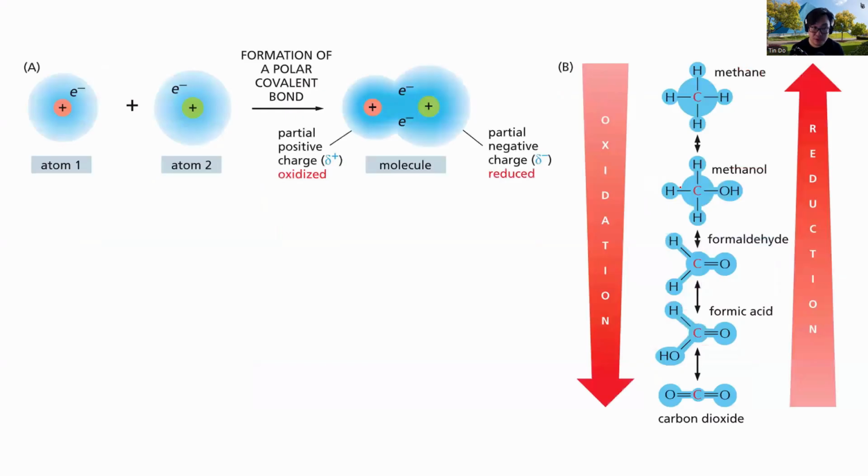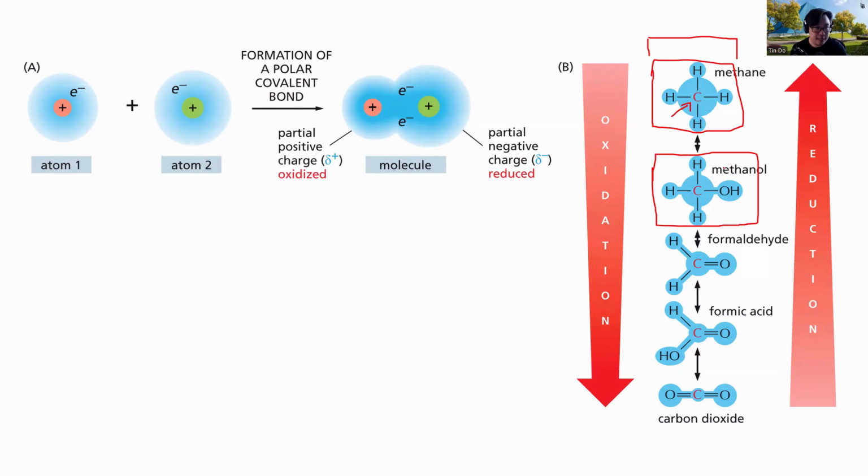Oxidation-reduction involves electron transfer. So again, one is giving, one is taking. Now, if we take a look at this second half right here, we can see that if we oxidize methane, it becomes methanol. Why is this a process of oxidation? If we take a look at the central atom, carbon, it has four hydrogens around it.